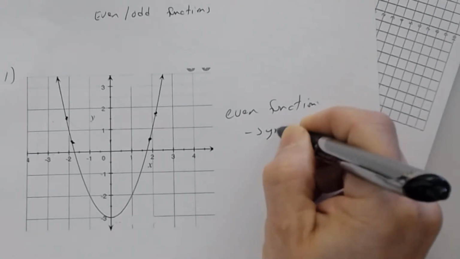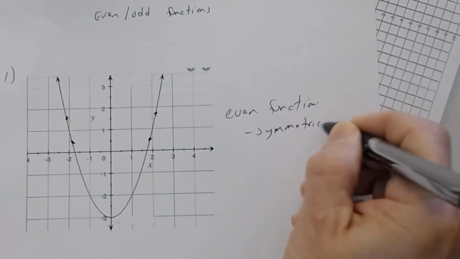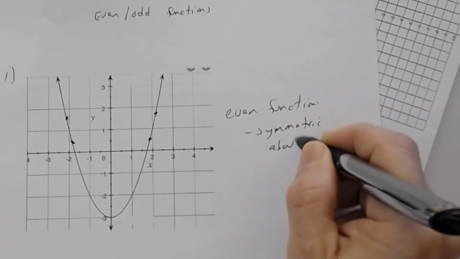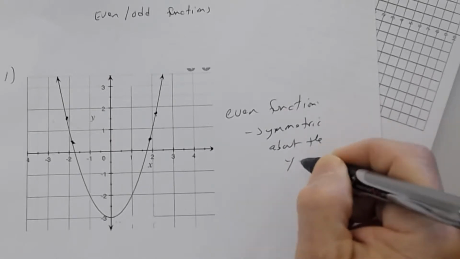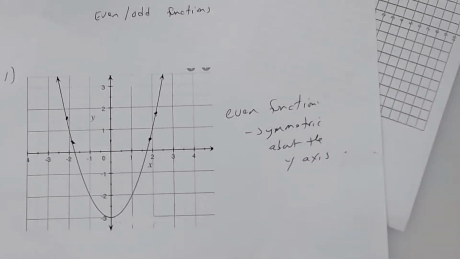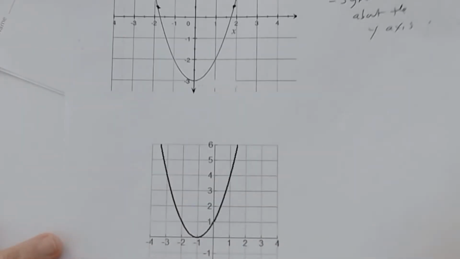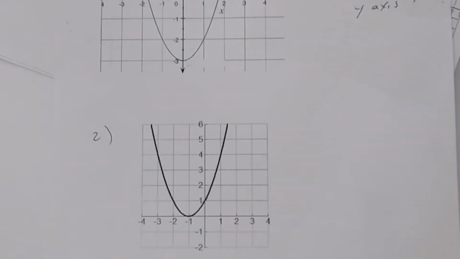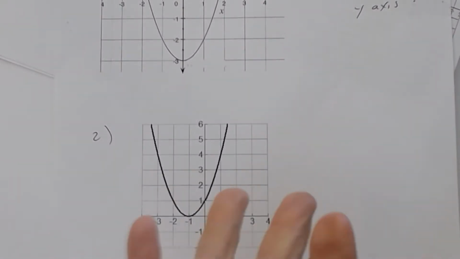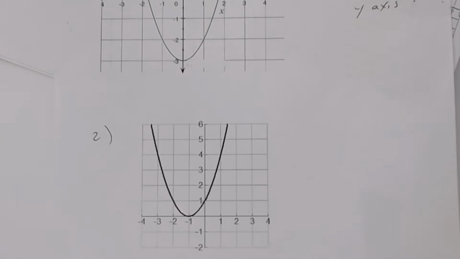It is symmetric about the y-axis. Look at number 2. Number 2. Is this quadratic? Now that's a quadratic function because your graph is a parabola. Is that function an even function? No. Okay, that's not an even function.